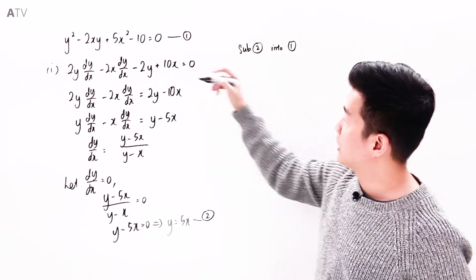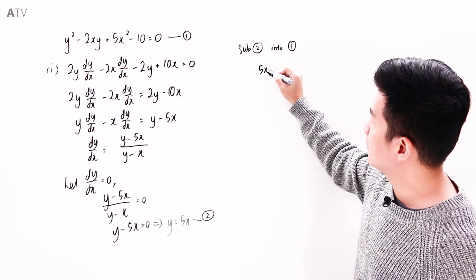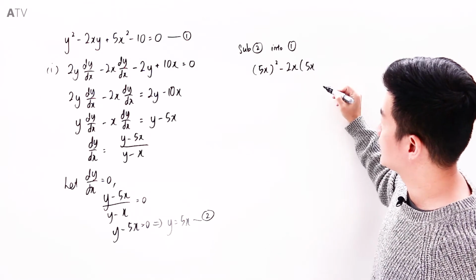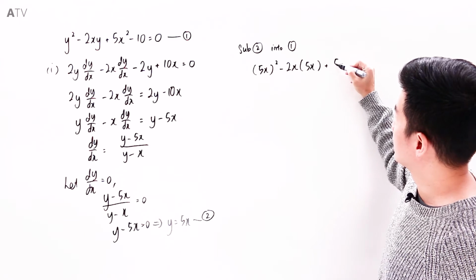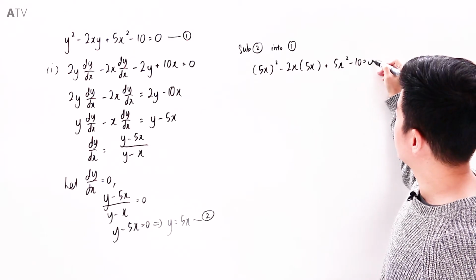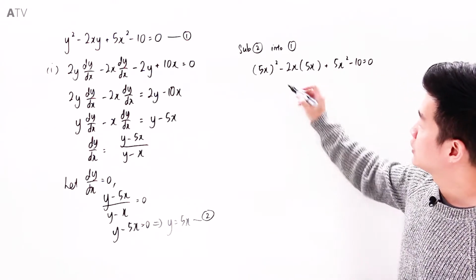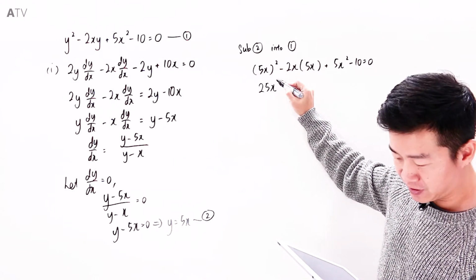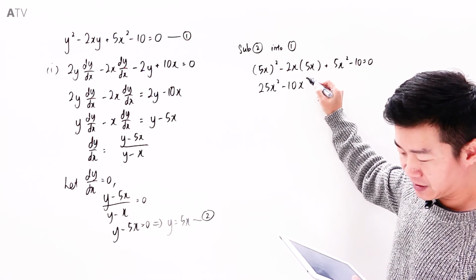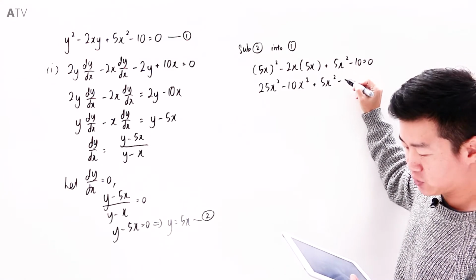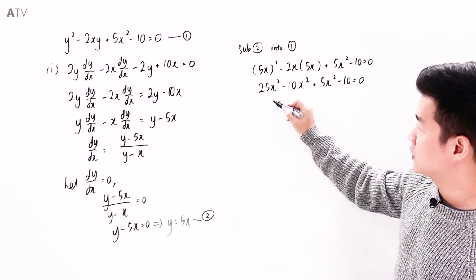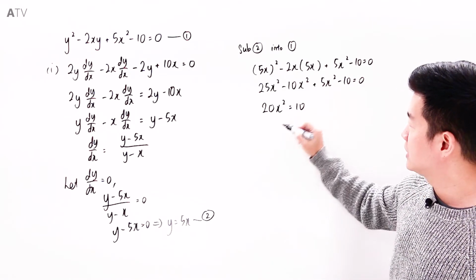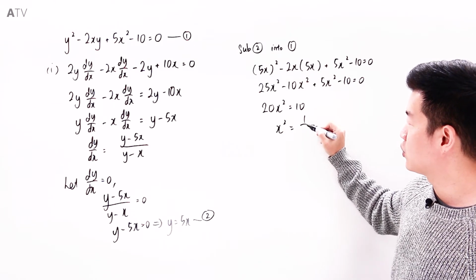By doing so, what I'll be getting is 5x squared minus 2x times y, which is going to be replaced by 5x, then plus 5x squared minus 10, this is equal to 0. So what I will have now is 25x squared minus 10x squared plus 5x squared minus 10 is equal to 0, which means that we will have 20x squared is equal to 10, and x squared is going to be equal to 1 over 2.